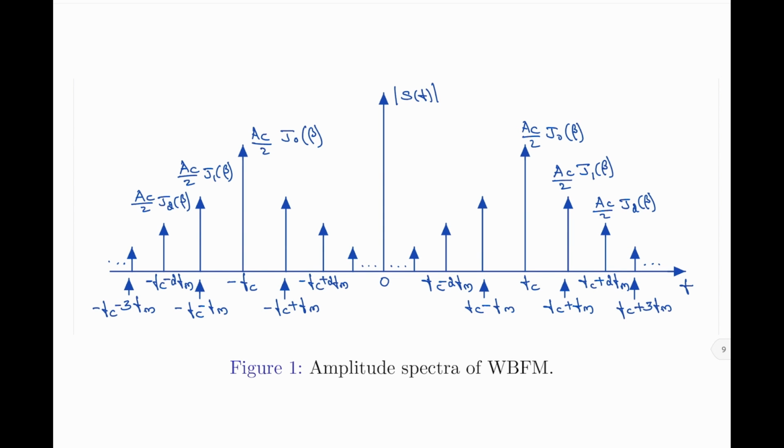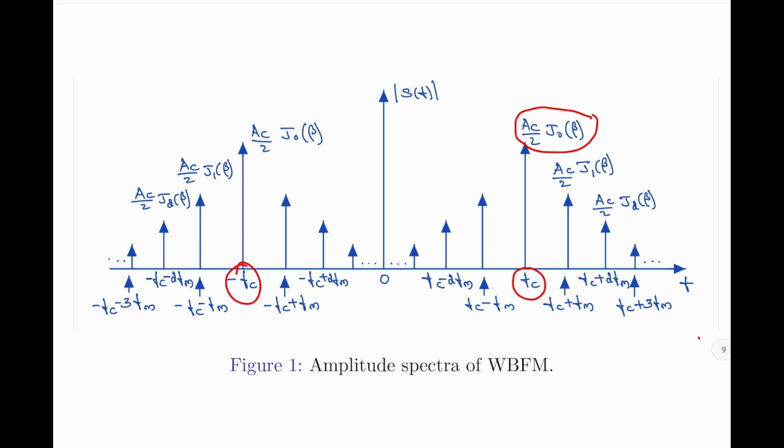Lastly, before we end this video, let us now list out a few observations that can be made from this amplitude spectra. We start the observations by noting that there is a carrier component present at both plus Fc and minus Fc, and the amplitude of this component is AC by 2 J0 of beta. And we have side frequencies that are symmetrically placed on either side of this carrier component at a distance of Fm, 2Fm, 3Fm, and it continues in this fashion.